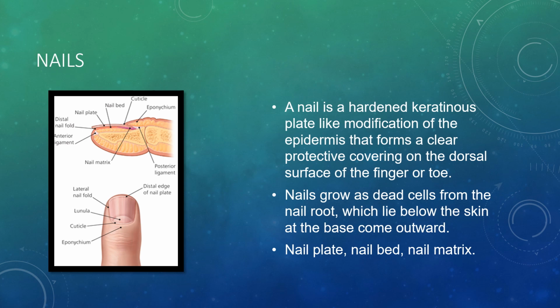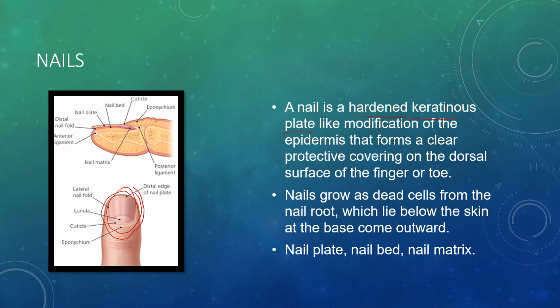So what is a nail? A nail is another derivative of skin, and it is a hardened keratinized plate-like modification. If you are following the label diagram, it is a modification of the epidermis that forms a clear protective covering on the dorsal surface of a finger or a toe. So generally we have nails on the fingers and on the toes. Nails are derivatives of the skin, acting as a protective covering, and made up of hardened keratinized plate.